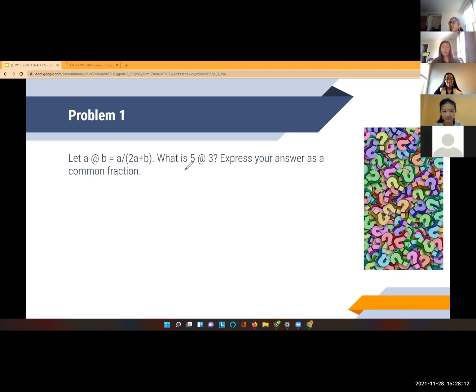Wait, what does @ represent? The @ is basically just a symbol, a stand-in for the thing on the right of that. So you would take 5 as A and 3 as B, and then you just plug it into that equation, A divided by 2A plus B. That's how this type of problem works. Okay, thank you. Good question.